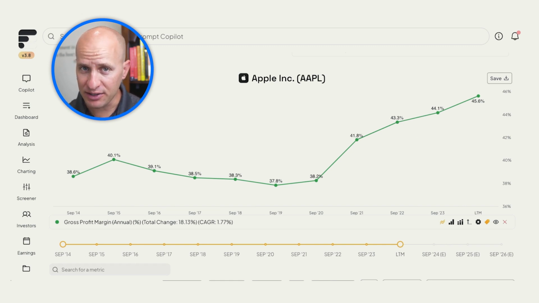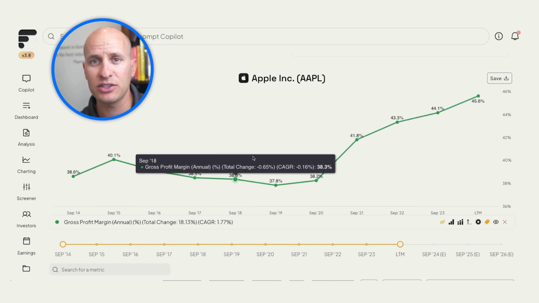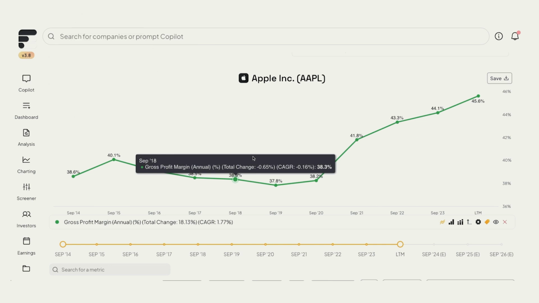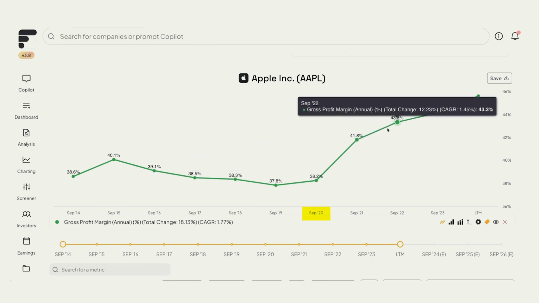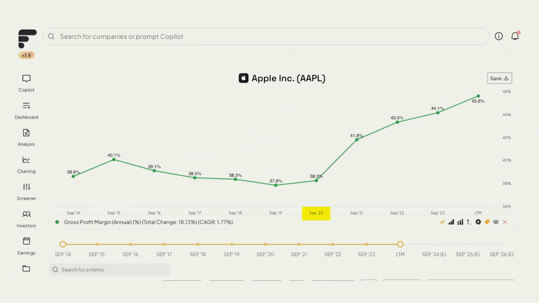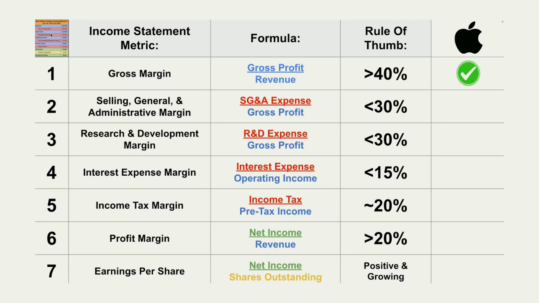Now, for many years, Apple was pretty close to this number, but its gross margin was in the high 30s. However, after the year 2021, Apple has consistently gotten this number over 40%, and it's stayed there ever since. So for rule of thumb number 1, Apple gets a passing grade.